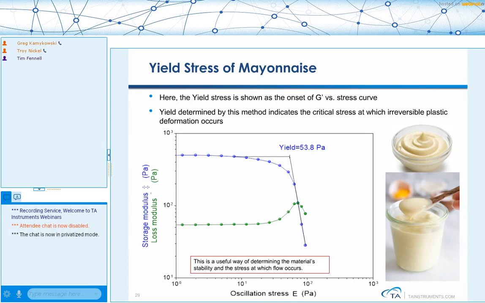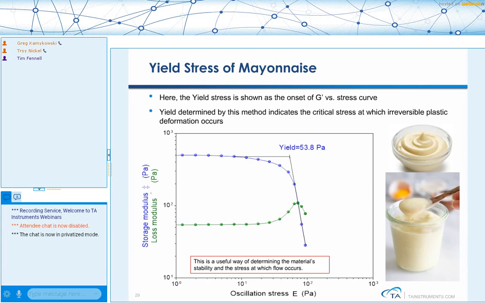We can also do a dynamic stress sweep, and in the situation that we're showing here, we are doing a dynamic stress sweep on mayonnaise. We can look at the value of the storage modulus in the linear region to get an idea of the strength of the material. And we also take note of where the material yields. There are a couple of ways of determining this. In the example shown here, the operator drew these two tangent lines and recorded the point where they intersected and called that the yield point.